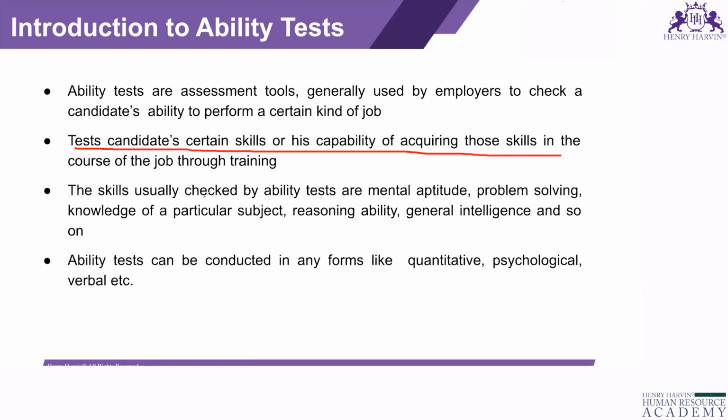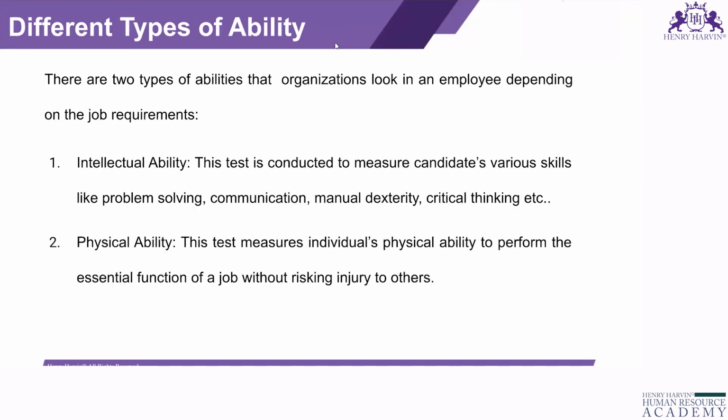The skills usually checked by an ability test are mental aptitude and problem solving. So these are mainly cognitive abilities. Knowledge of a particular subject can also be there, the technical ability related to a particular job, reasoning ability, then general intelligence, and so on. So there can be quantitative, psychological, verbal, etc. So different types of abilities.